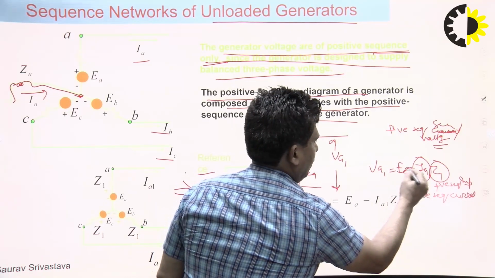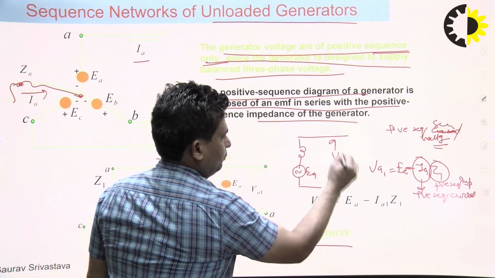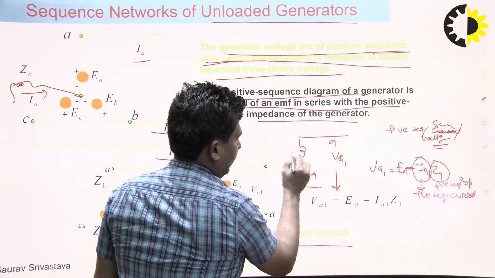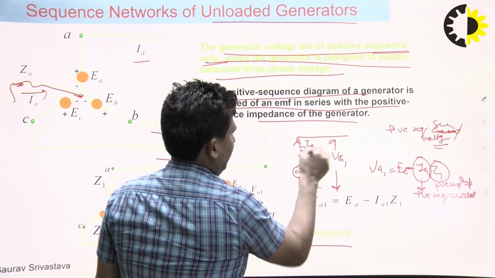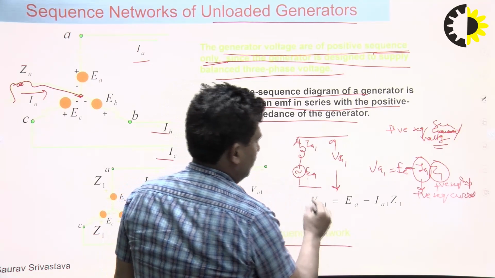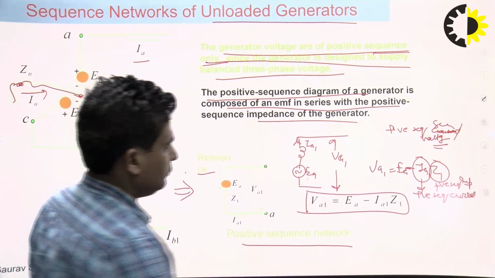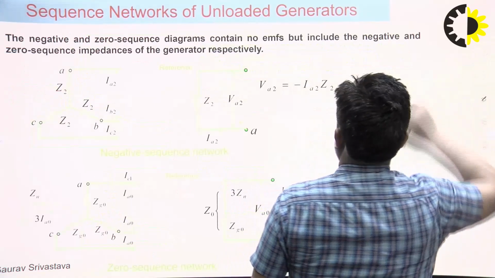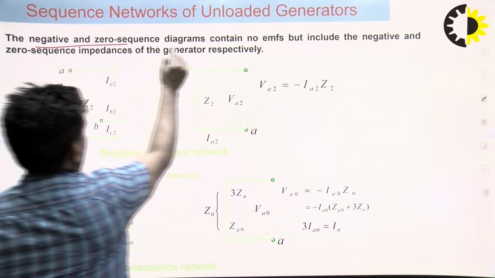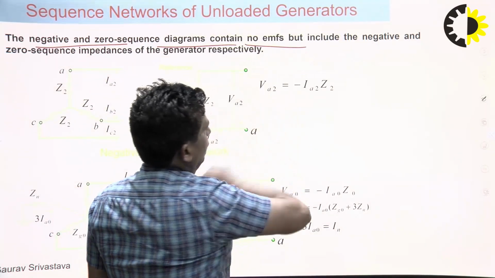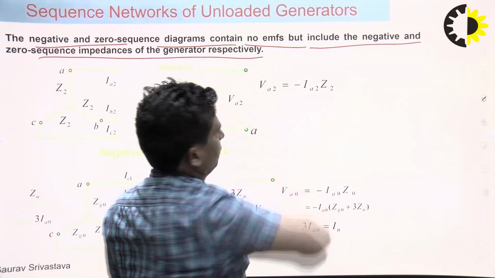Net resultant voltage across this VA1 is equal to EA minus IA1 Z1. Similarly, if you take the negative and zero sequence diagrams, there is no EMF, but they include the negative and zero sequence impedances of the generators respectively.